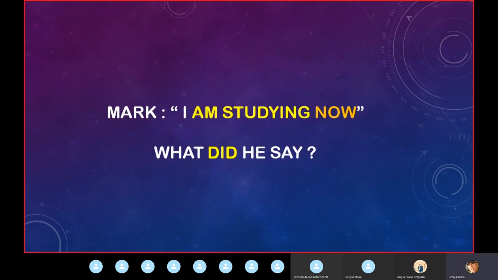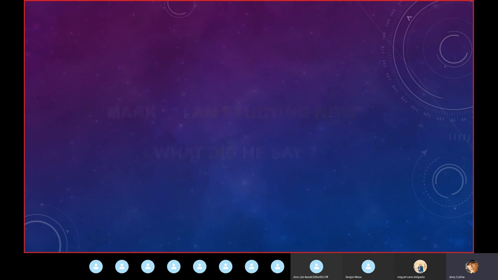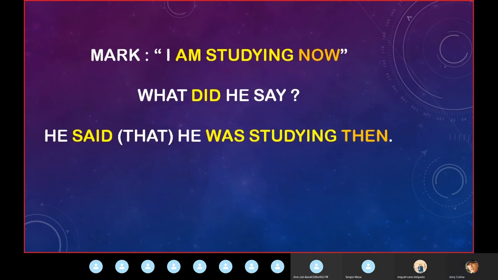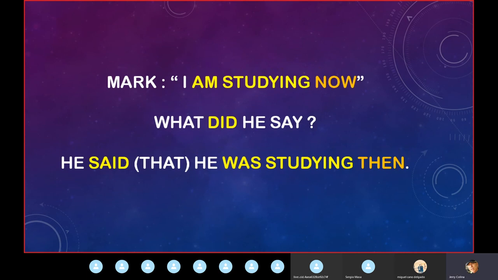And what about if the person uses present continuous? Well, present continuous in the reported speech becomes past continuous. Now becomes then. Observe that not only the verb changes, not only the tense changes, there are other elements that we have to change also to make sense.